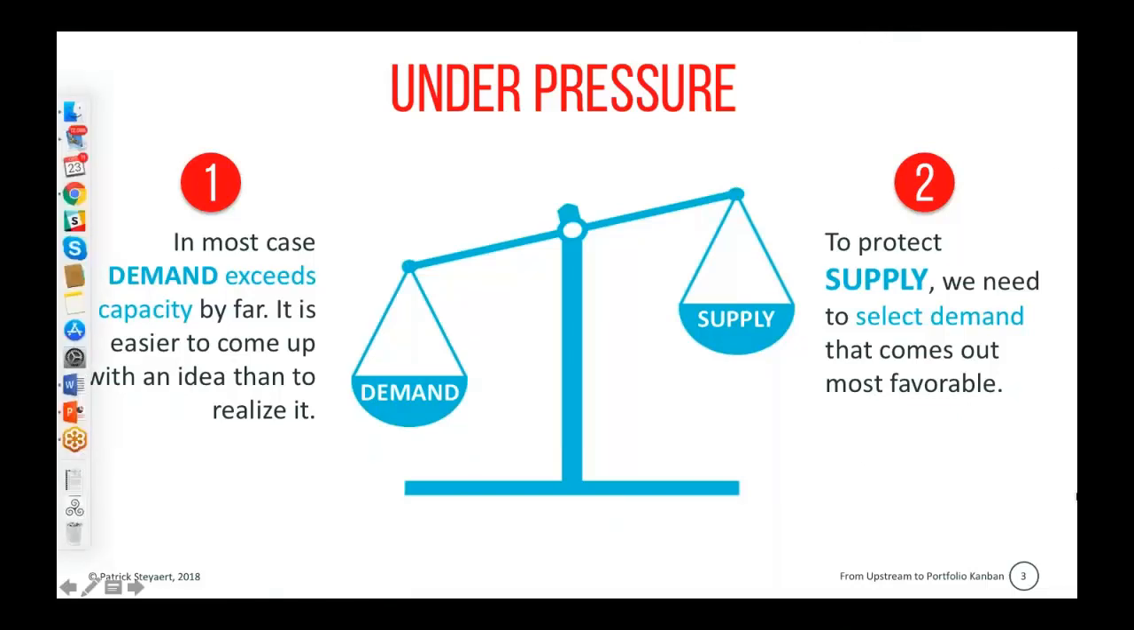But supply is limited. So we have limited resources. So somehow we need to protect that supply, and so we need to select demand, and we need to select the demand that comes out most favorable, with whatever definition of most favorable that you have. So I think that's the current thinking when we talk about portfolio. There's a couple of challenges that we need to deal with when we're talking about an Agile context.